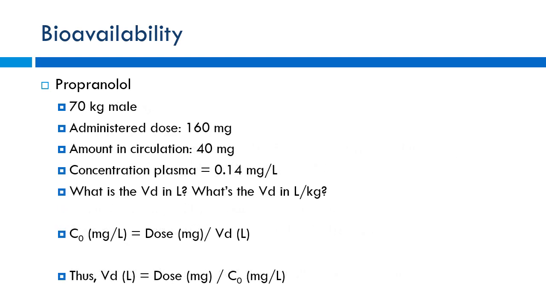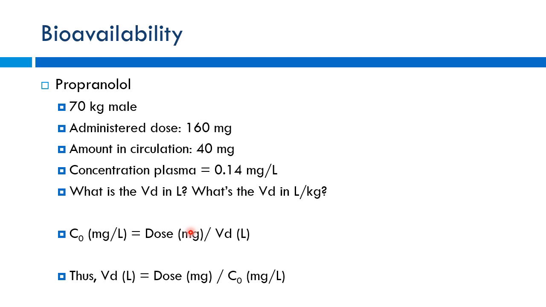Okay, so let's say we have a 70 kilogram male. We administer a dose of 160 milligrams, and we know that 25% of that made it through. Now we have 40 milligrams in the system. Let's say we measured the concentration in the plasma, and it's 0.14 milligrams per liter. Now the question is, can we figure out this patient's volume of distribution? This is the equation I want you to at least have a good understanding of. We've brushed over this briefly before, but basically C0, our initial concentration of the drug, is equal to the dose that we administer divided by the volume of distribution.